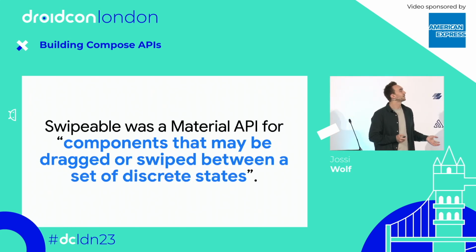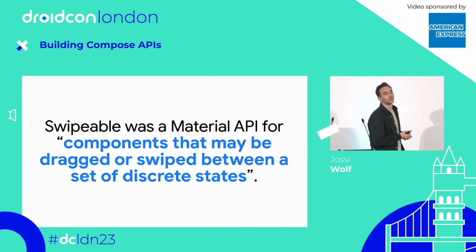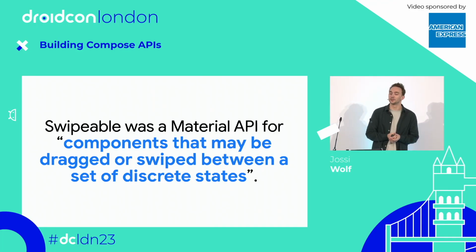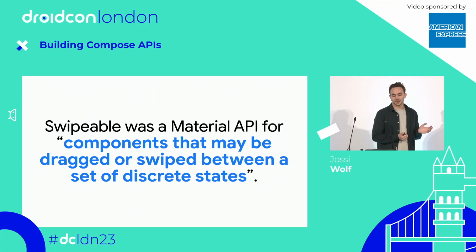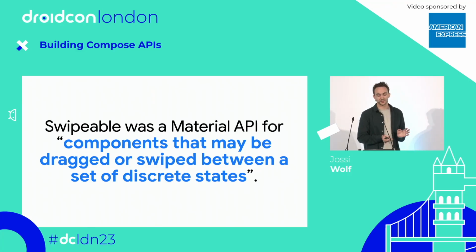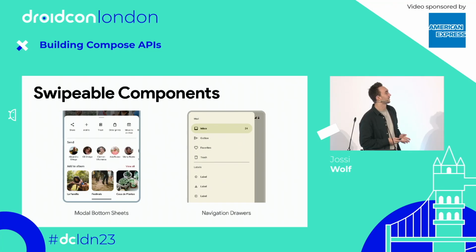I feel like I've talked about this story a few times. We used to have an API in Jetpack Compose material that was called Swipeable. Essentially, it was an API that allowed you to build components that can be dragged or swiped between a set of discrete states. Sounds complicated. Let's take a look at an example.